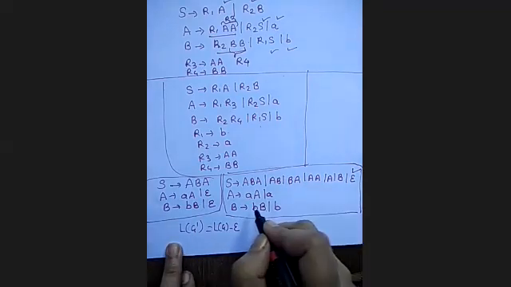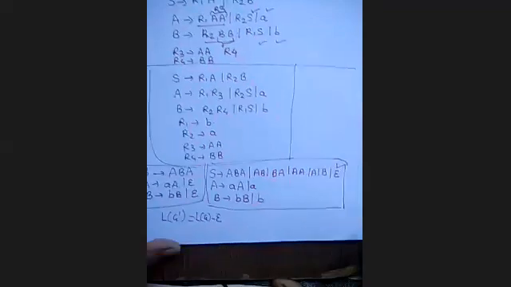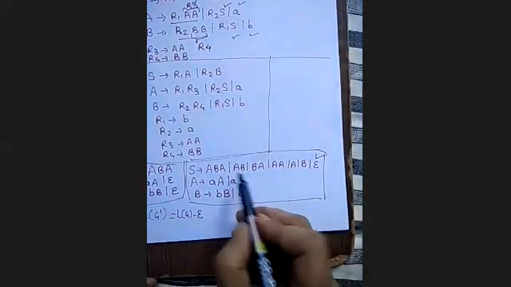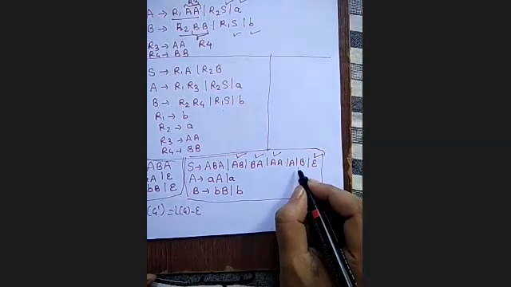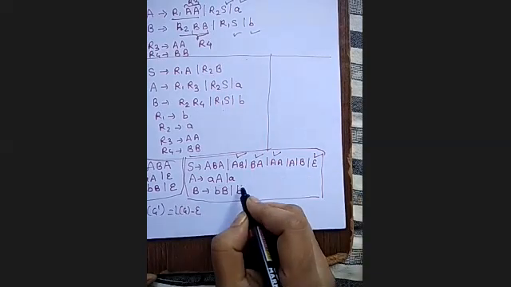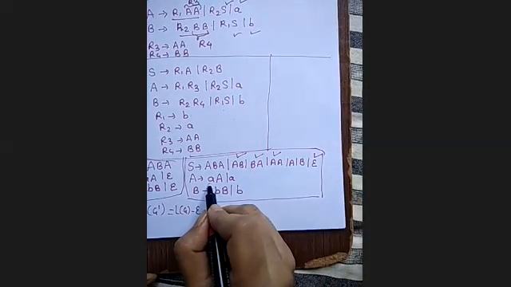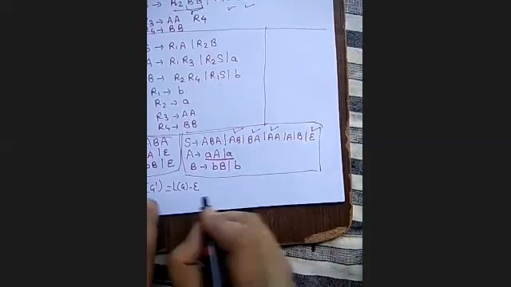Which are in that format? See, what can be done? First, this is allowed, this is allowed, this is allowed. There is a single non-terminal, so what will we do? We'll replace this A by its productions, that is its right hand side. Similarly, we'll replace this B by its right hand side. So what will we get? Let us see.